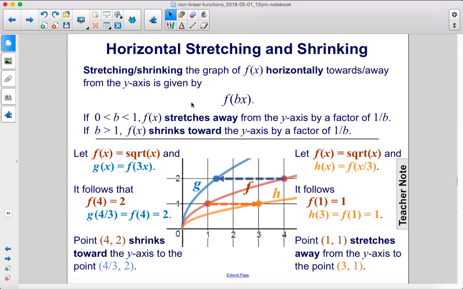Stretching and shrinking the graph of f of x horizontally towards or away from the y-axis is given by f of bx. If b is between 0 and 1, f of x stretches away from the y-axis by a factor of 1 over b. If b is greater than 1, f of x shrinks towards the y-axis by a factor of 1 over b. Let f of x equal the square root of x, here in red, and g of x is now f of 3x, so it shrinks towards the y-axis like that. If we have h of x equal f of x over 3, so x divided by 3, now it stretches away from the y-axis like this, the orange one.